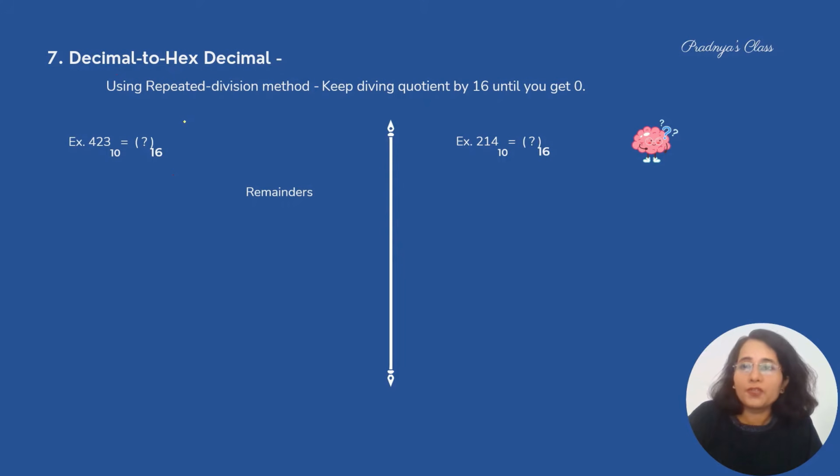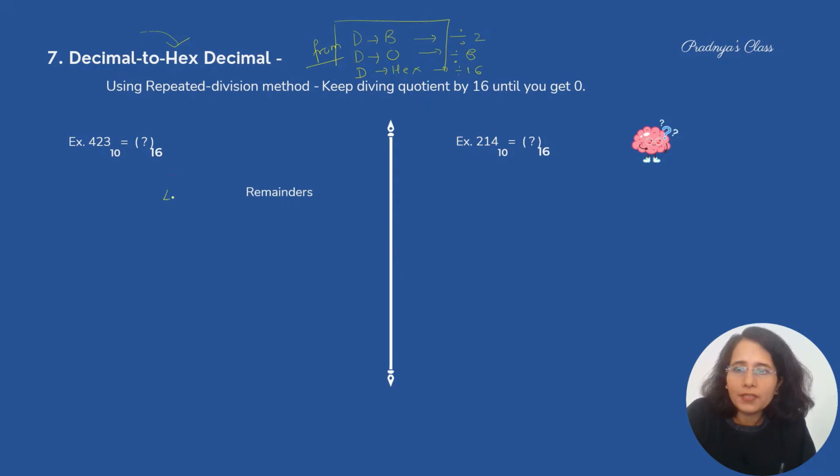Let's continue the conversion from decimal to hexadecimal number system. We have studied till now decimal to binary number system, then we studied decimal to octal number system. Now we have to study decimal to hexadecimal number system. If you remember, when we have to convert from decimal to another number system, we divide repeatedly by the base of that number system. So here we divided by 2, here we divided repeatedly by 8, and here we have to divide repeatedly by 16. So let's solve this example.